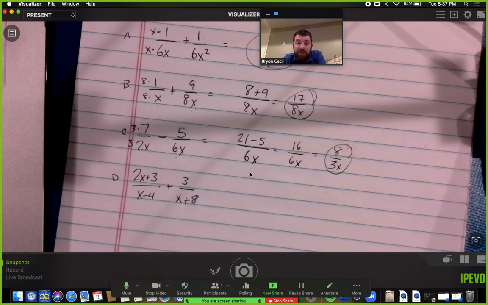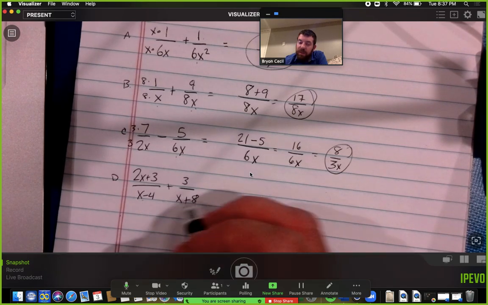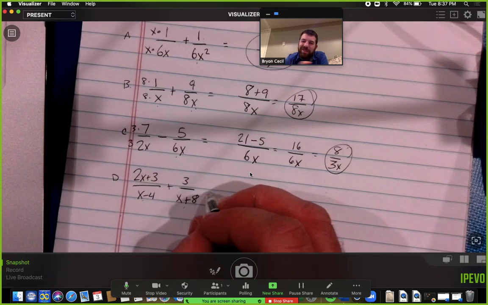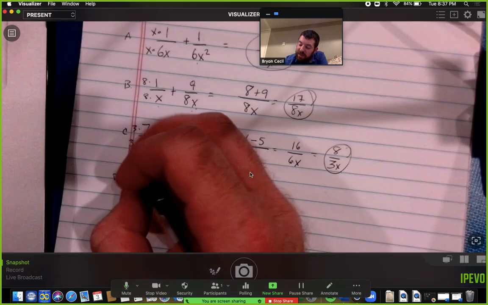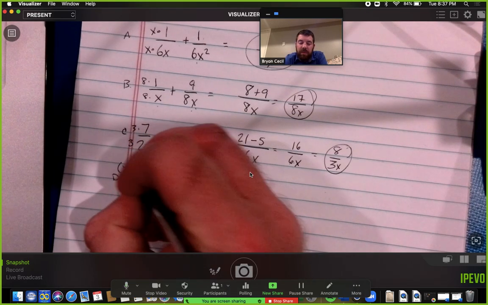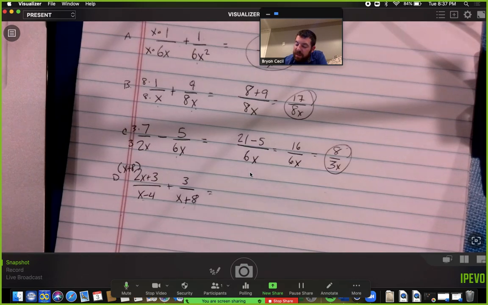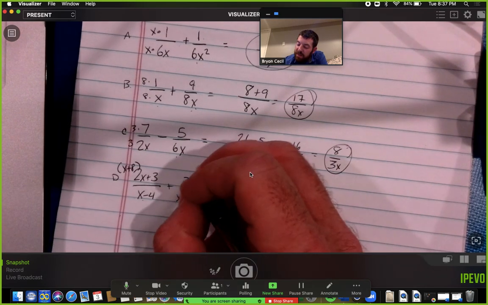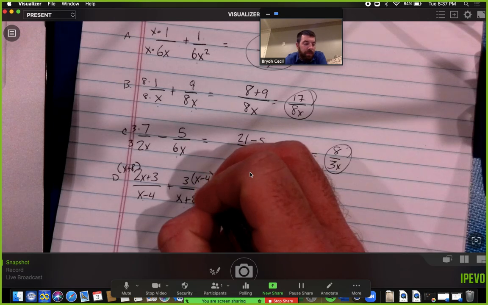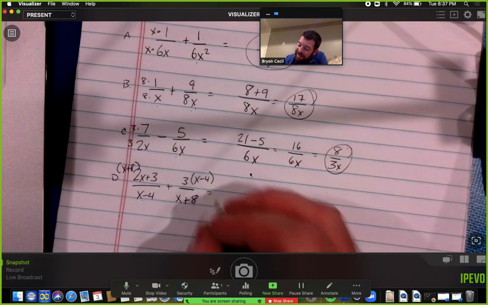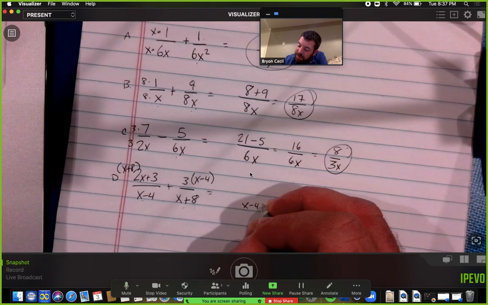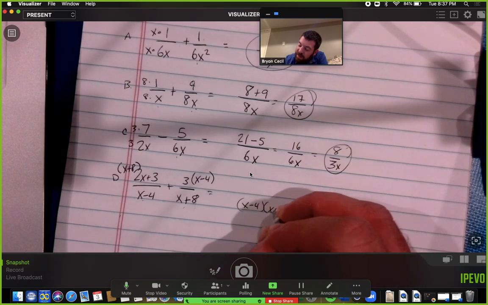Okay, guys, on this next one, we get to do a lot of multiplying. Some people like to call it the crisscross thing. Just don't do that. Just say multiply by what you don't have. So this didn't have an x plus 8, so I'm going to take this times x plus 8. The 3 doesn't have an x minus 4, so I'm going to take that times x minus 4.